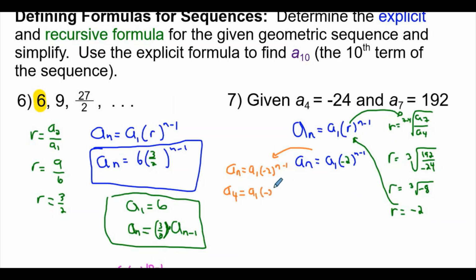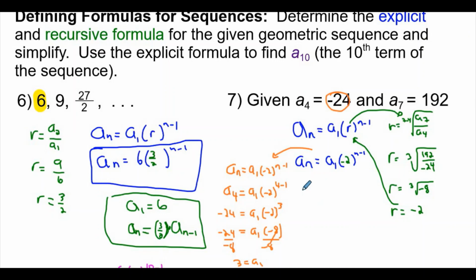We have a negative 2 here, and then here we get to put a 4 minus 1, and that's how this will work. a4 is defined as negative 24, so I put a negative 24 there. a1 is multiplied times negative 2 to the third power. Negative 2 to the third power is negative 8. And then all I do now is divide by negative 8. Once I divide by negative 8, I get that a1 is 3. Pretty neat how you can do that.